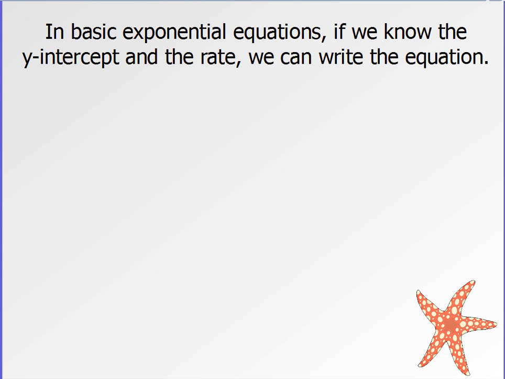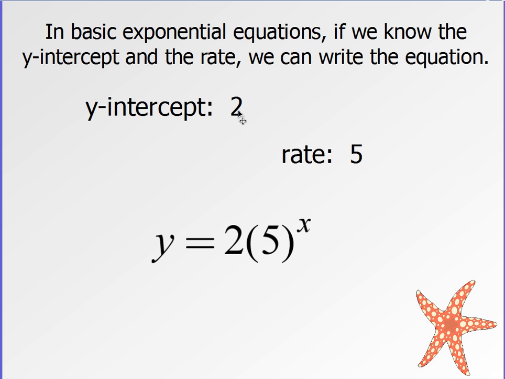In basic exponential equations, if we know the y-intercept and the rate, we can write the equation. Now, by basic exponential equation, again, I'm talking about an exponential graph where no transformation has taken place. This is just straight basic exponential fun. So for instance, if I was given a y-intercept of 2 and a rate or multiplier of 5, I can simply plug them in, substitute them in for a and b into our general form, and I have the equation of my line.